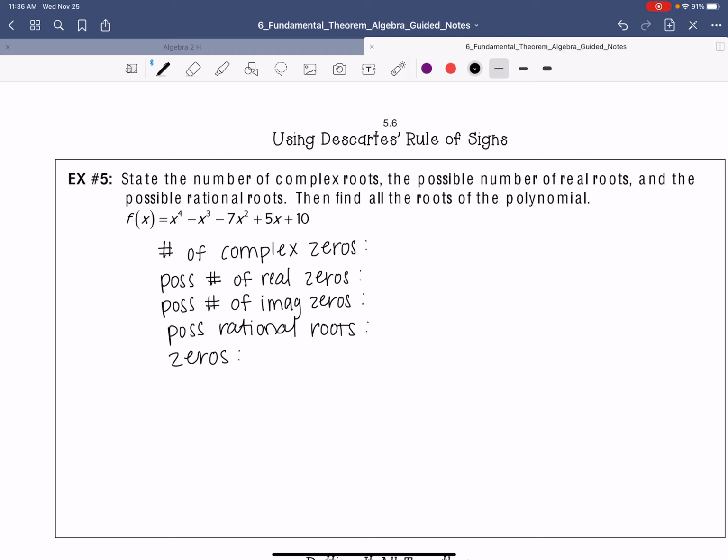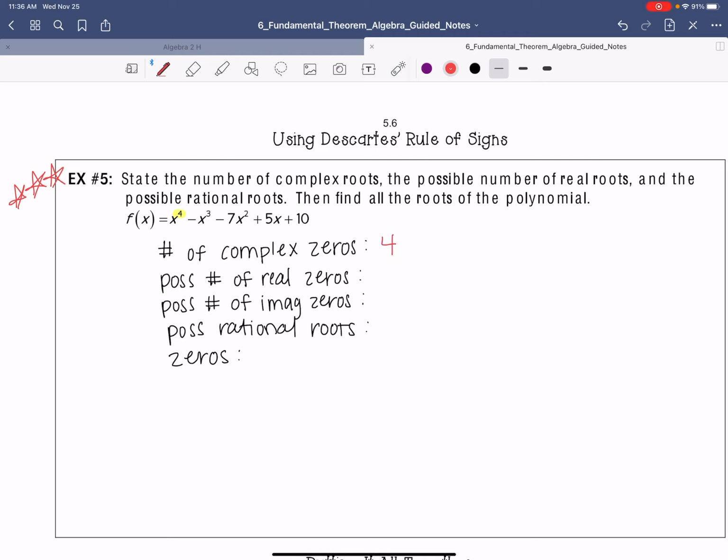Let's star this question. This is a really good question. You will see it pop up again. So star it, highlight it. This is where you're going to want to find a question like this. All right, so possible number of complex zeros. That just means how many zeros should I have? So this is a 4th degree polynomial, so I should have 4 zeros.